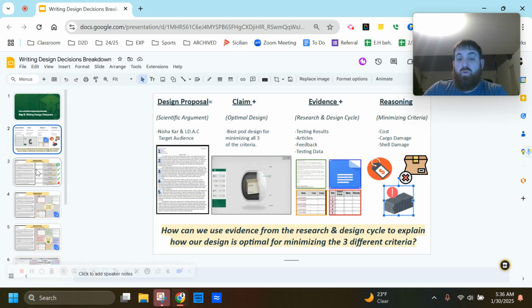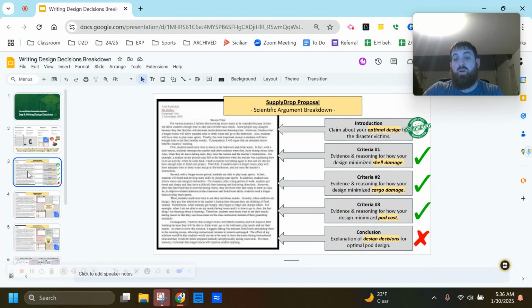And we're going to answer this question by completing the next portion of our proposal, and that is going to be the body paragraphs. So we already did the introduction where you explained what your optimal design was, what it's used for, and what its results were if it were dropped. And now we're going to be looking at the three body paragraphs that focus on each of our three criteria. The first one being shell damage, the second one being cargo damage, the third one being pod cost. We'll get to the conclusion later.